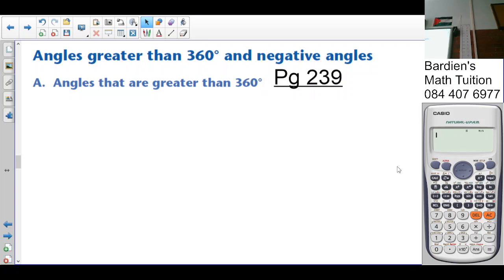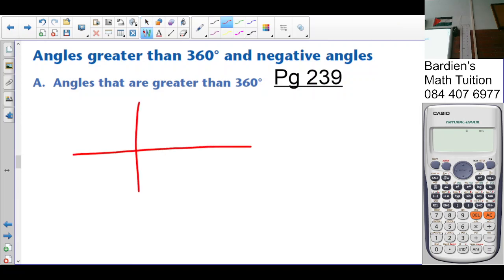So firstly, angles that are greater than 360. And there's the example on page 239 as well, if you want to go through that. But let's look at this here. If you've got an angle of 30 degrees, and you want to work out what is sine of 30, put that in the calculator. Sine of 30 degrees.